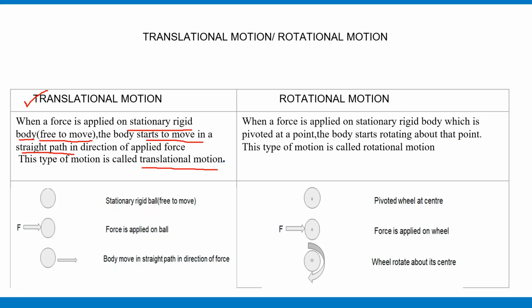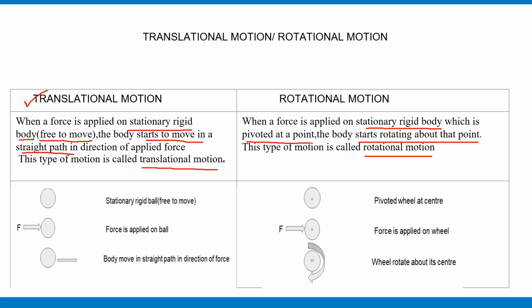In the second type, that is rotational motion, here also we are applying a force on a stationary rigid body. What's the difference? The body is pivoted at a point. First case, the body was free to move. Second case, the body was pivoted at a point. What will happen? The body starts to rotate about that pivoted point. And this type of motion is known as rotational motion.